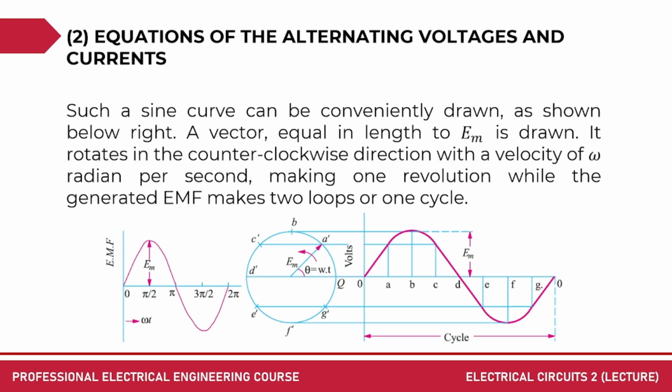Such a sine curve can be conveniently drawn as shown below right. A vector equal in length to E sub m is drawn. Now, let's say that vector started here and started rotating in this direction. It makes one revolution while the generated EMF makes two loops, or one cycle.